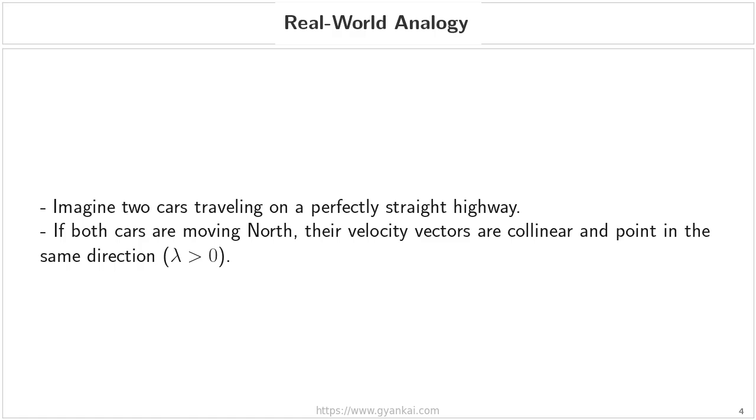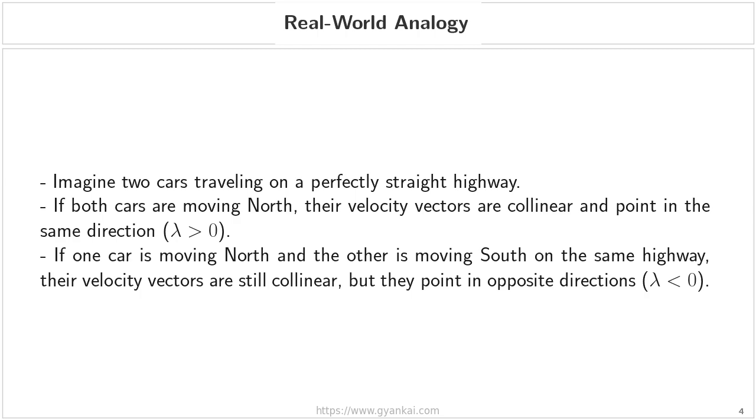First, suppose both cars are moving north. In this scenario, their velocity vectors are collinear because they are traveling along the same straight path and they point in the same direction. In terms of the math we just saw, this means our scalar lambda is greater than 0.